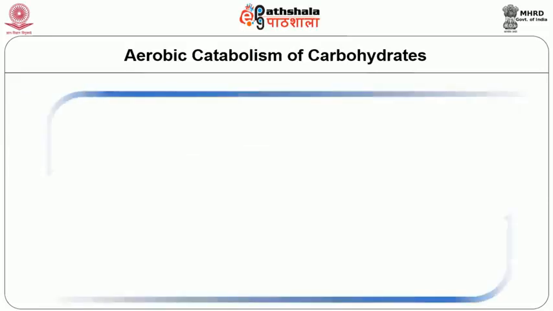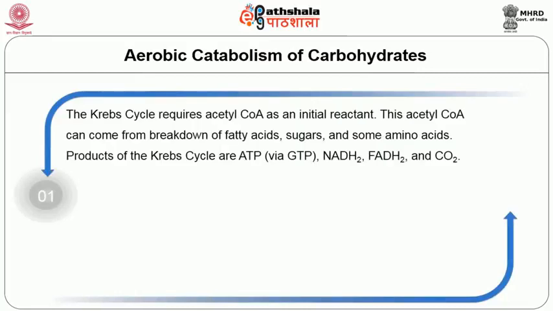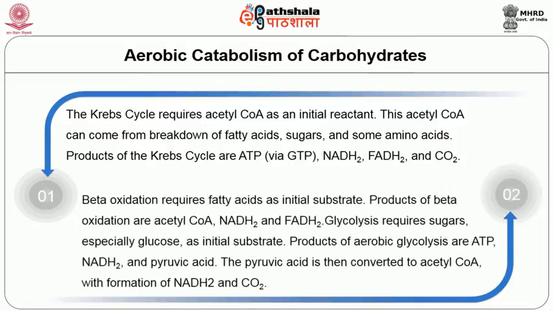The Krebs cycle requires acetyl CoA as an initial reactant. This acetyl CoA can come from breakdown of fatty acids, sugars and some amino acids. Products of the Krebs cycle are ATP via GTP, NADH2, FADH2 and CO2. Beta oxidation requires fatty acids as initial substrate. Products of beta oxidation are acetyl CoA, NADH2 and FADH2.